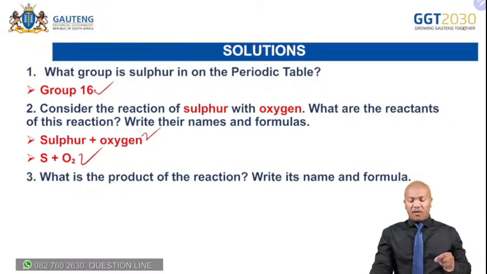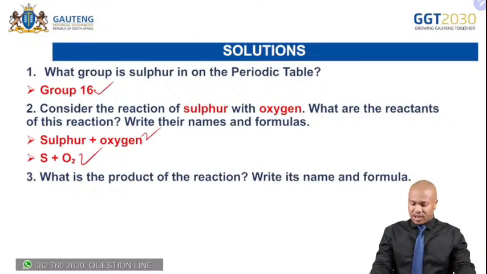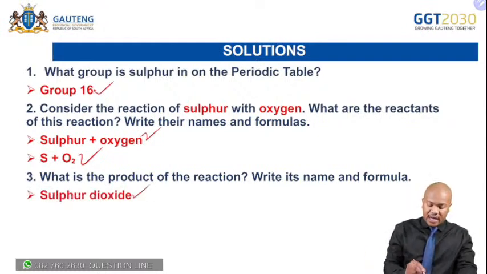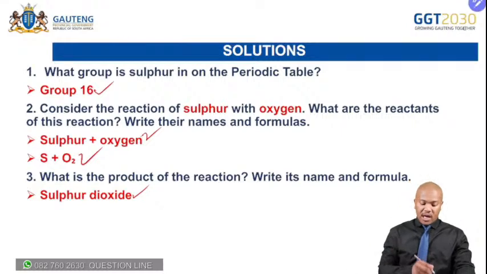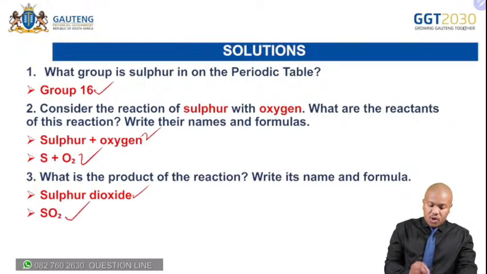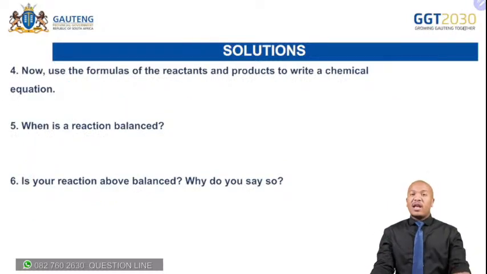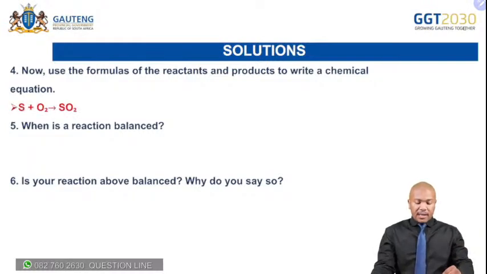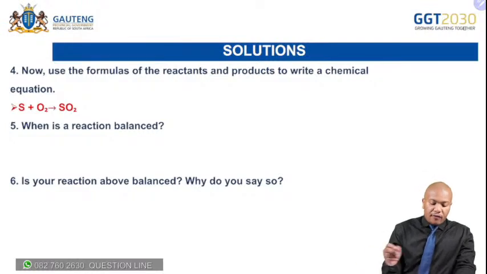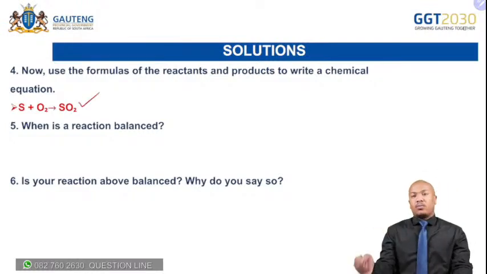What is the product of the reaction? What is formed at the end of this reaction between sulfur and oxygen? Also write a name and the formula. What is formed is sulfur dioxide. That is the name, and the formula is SO2. Now let's move on to number 4. Use the formulas of the reactants and products to write a chemical equation. Your chemical equation is supposed to be like this: S plus O2 form SO2.